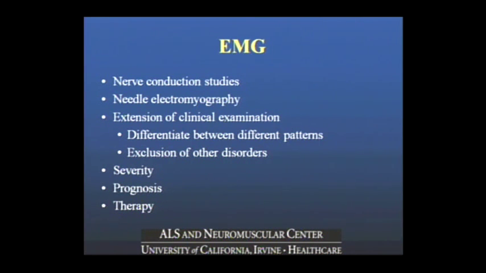So EMG is what we call the electrical test, and it's a combination of nerve conduction studies and a needle electromyography. So the nerve conduction studies are basically electrical shocks where we record from either the sensory or the motor nerves to see how those nerves and muscles are working. And then the needle electromyography is actually a small needle that's put into the muscle so that we can record directly from the muscle. And that gives us information about several things.